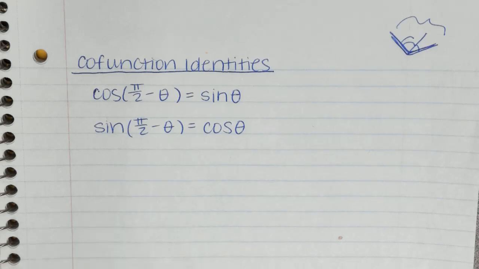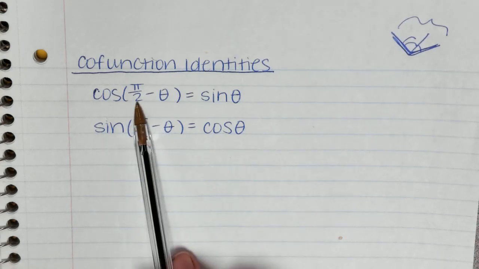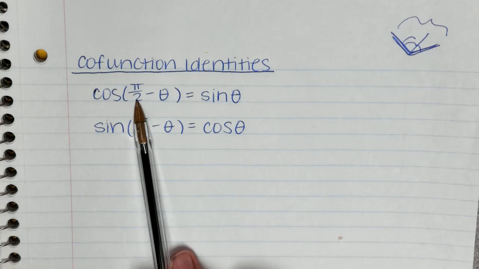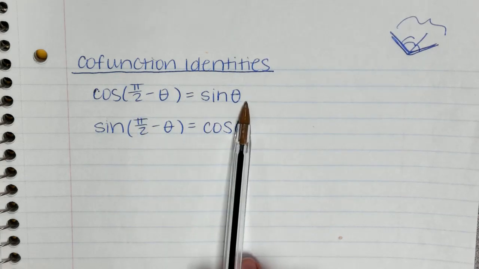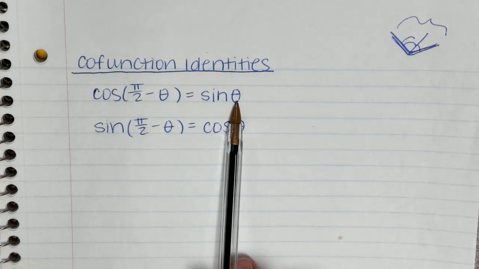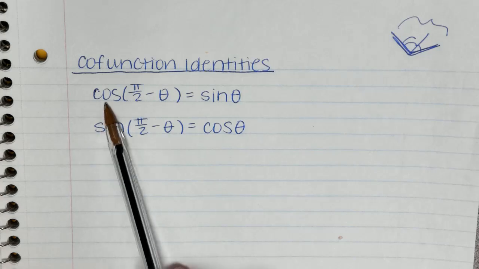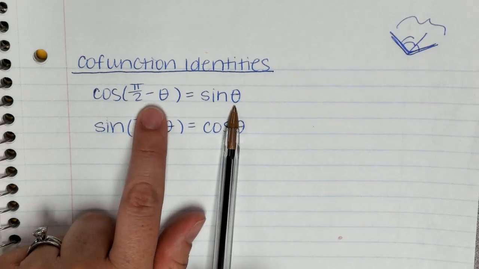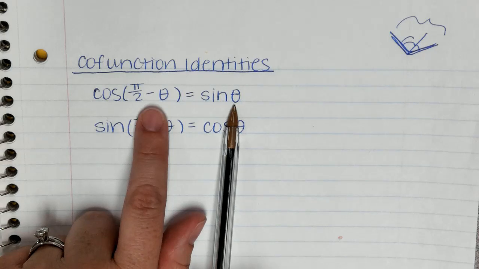There are a couple different ways that I can explain this to you. How many degrees is pi over 2? 90, right? So what this is saying is if you take the sine of an angle, that would be the same as taking the cosine of 90 minus that angle. Okay? Let's think of an example.